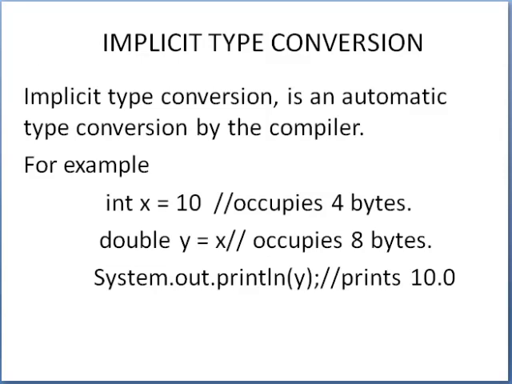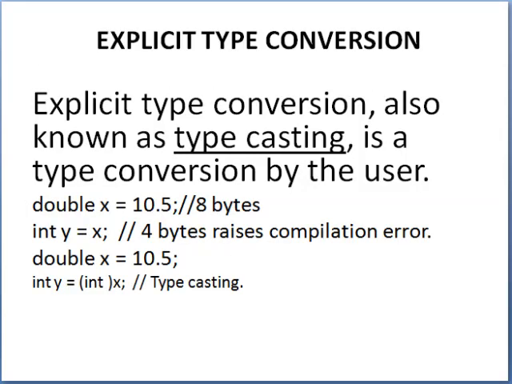Next is explicit type conversion. Explicit type conversion, also known as typecasting, is a type conversion by the user. So in implicit type conversion, the conversion is automatically done by the compiler. Here in explicit type conversion, the conversion is done by the user. This explicit type conversion is otherwise called typecasting.